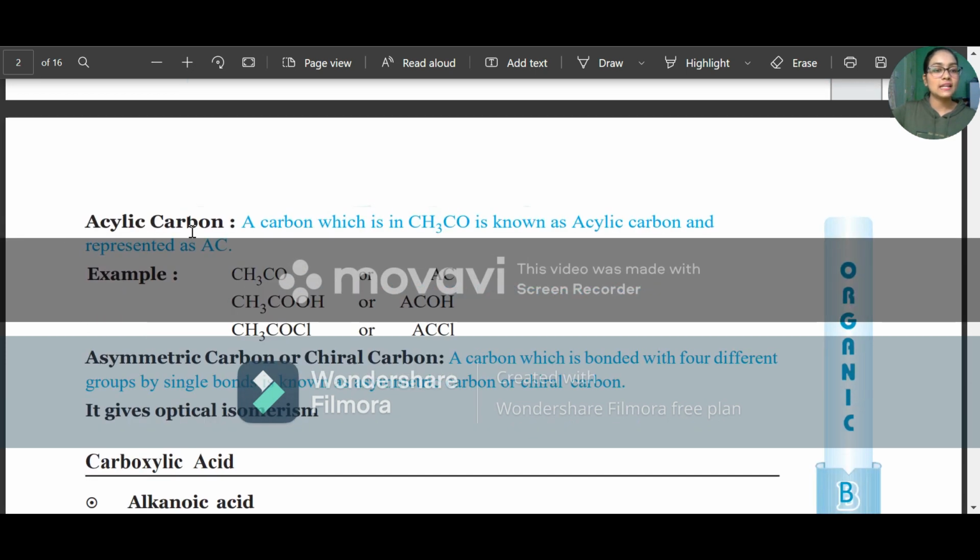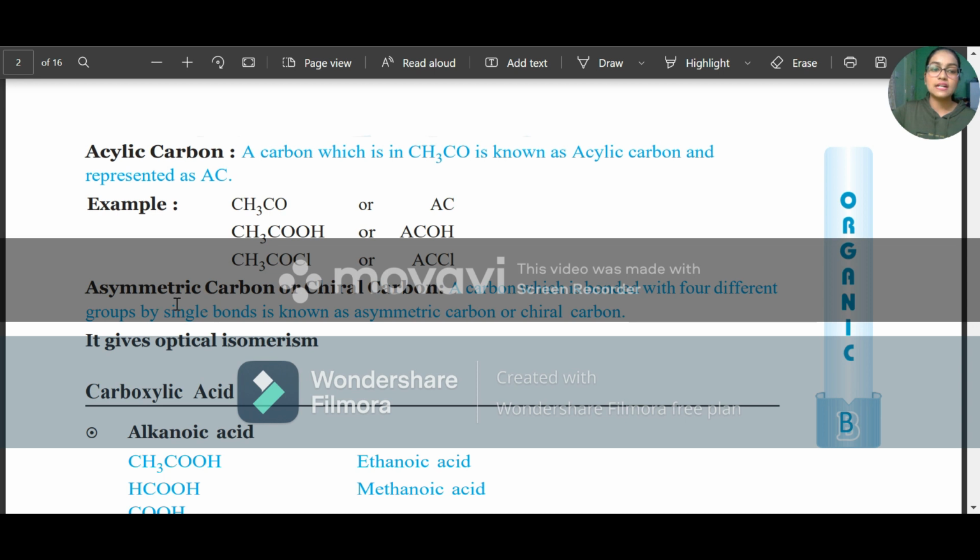Next we move on to acylic carbon. A carbon which is in CH3CO is known as acylic carbon and is represented as AC. Example: CH3CO or AC. Next example is CH3COOH or ACOH, CH3COCl or ACCl.